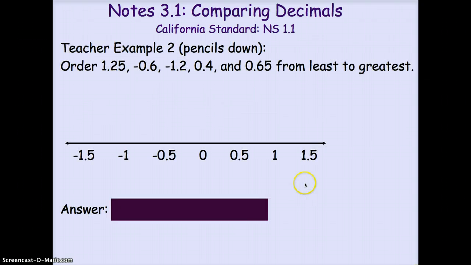Okay, let's take a look at our next teacher example. Order these numbers from least to greatest. We've got some decimals, some negatives, and positives. Now go ahead and place these on the number line in order.